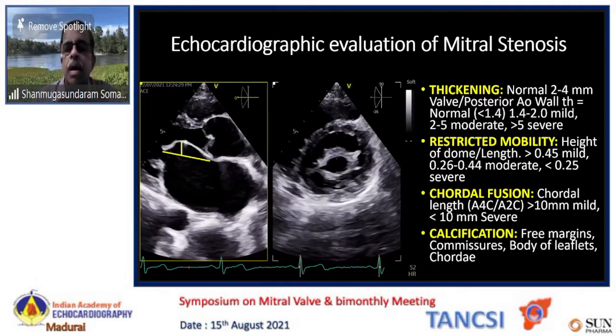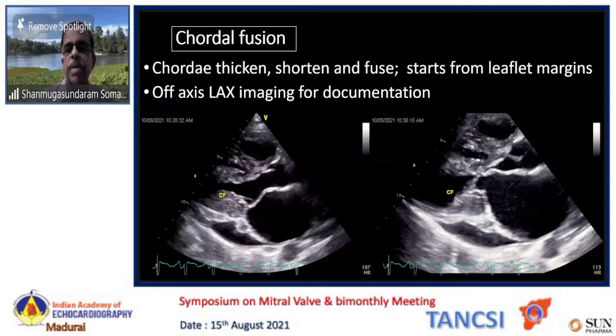But there are some papers which address a more quantitative description of the pathologies that happen with mitral stenosis. Namely, you can quantify thickening by comparing the thickness of the leaflet with the posterior aortic wall, and restriction of mobility based upon the ratio between the height and the length of the doming anterior mitral leaflet. Based upon the chordal length less than or more than 10 millimeter, you can quantify chordal fusion. And calcification, the location of the calcification, margins or the commissures or the body or even the chordae, we can really image it in echocardiography.